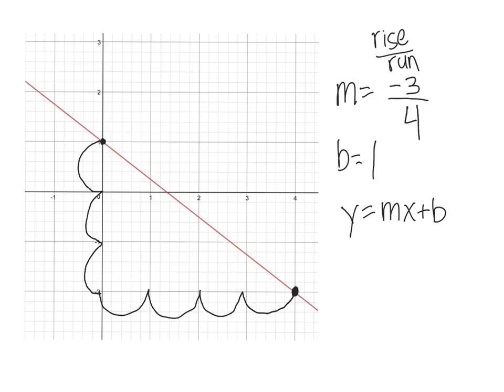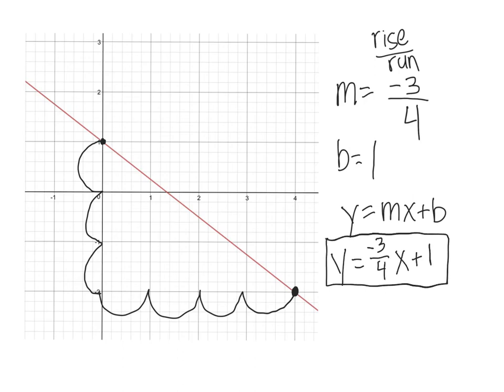So then I take these numbers and I put them into my equation. Y equals m, our slope is negative 3/4, x plus our y-intercept, the b is 1. So this is the equation that shows this line on the graph right here. And that is how we write equations in slope-intercept form when you are given a graph.